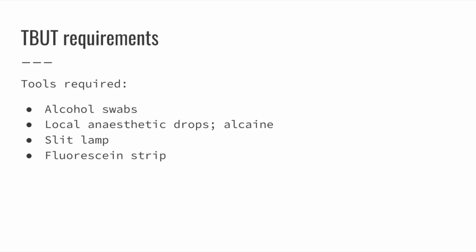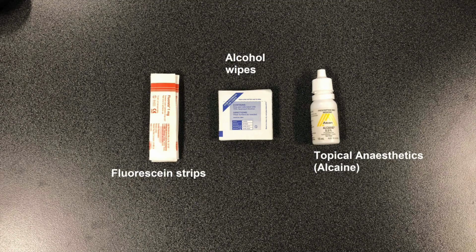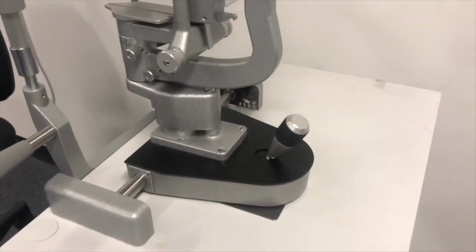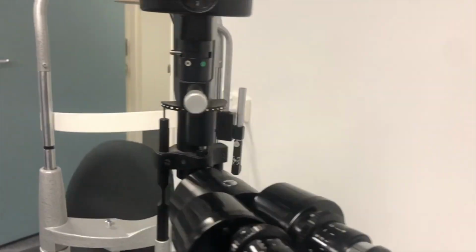In order to be able to successfully carry out this test, essential tools needed consist of a slit lamp, alcohol wipes to ensure patient hygiene, fluorescein strips and Alcaine eye drops providing local anesthetic to ensure patient comfort is achieved. Here is an image of the essential tools I have just identified. Here we have a quick overview of the slit lamp and what this machine looks like.